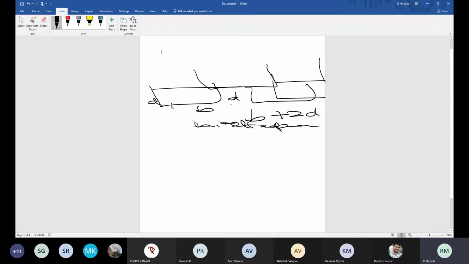Wetted perimeter is nothing but, for a rectangular channel, B is the width of the channel, D is the depth of the channel. So if you put twice D, then this is going to be your wetted perimeter.